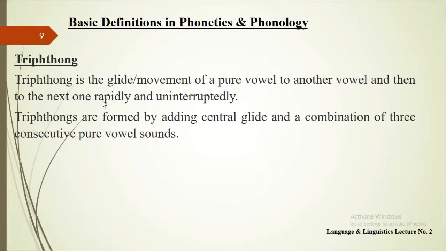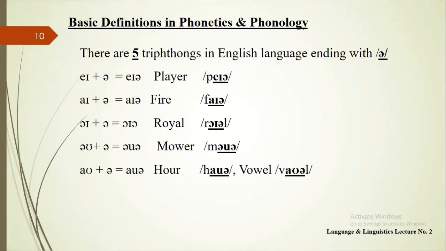Triphthong is the third dimension of vowel sounds. In a triphthong, we have a single nucleus of a syllable that may contain 3 vowel sounds. A triphthong is the glide or movement of a pure vowel to another vowel and then to the next one rapidly and uninterruptedly. They are formed by adding a central glide, a combination of 3 consecutive pure vowel sounds. We'll talk about triphthongs in the next slide. We have 3 triphthongs in the English language ending with schwa, like flare, fire, royal, mower, or the word vowel itself.